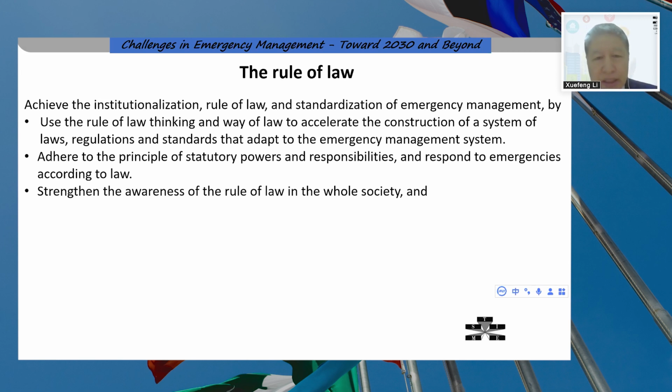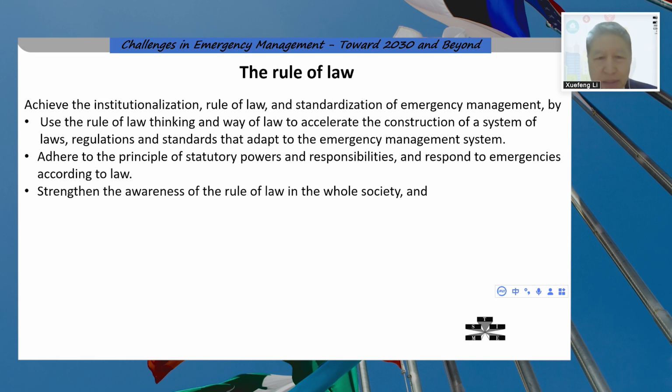For example, in the United States, when I visited FEMA, officials there told me that they have at least 3,000 legal documents only in this one department. But in China, we have newly set up the Ministry of Emergency Management. I think we have hundreds of such legal documents. So we need to catch up.